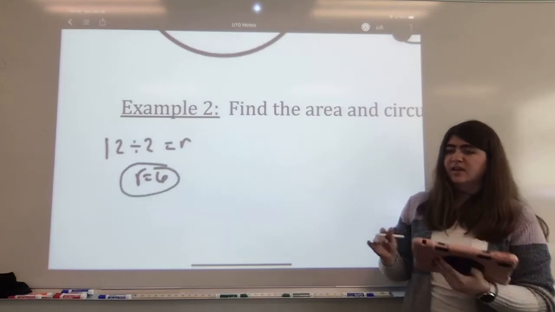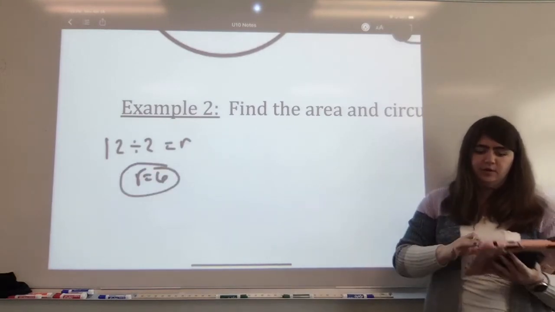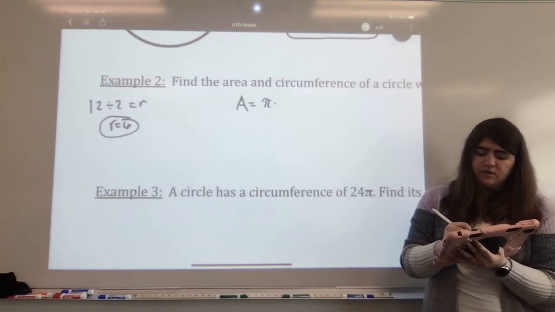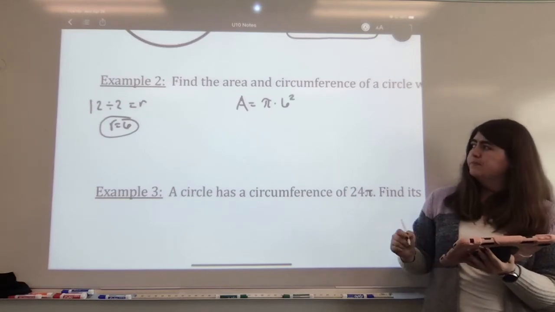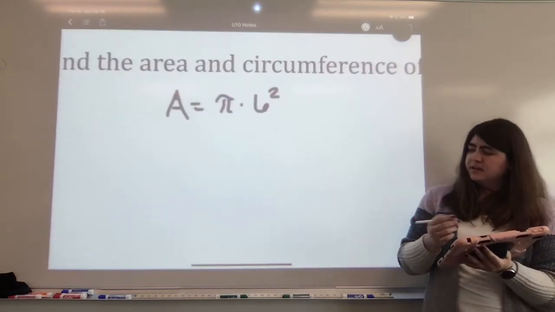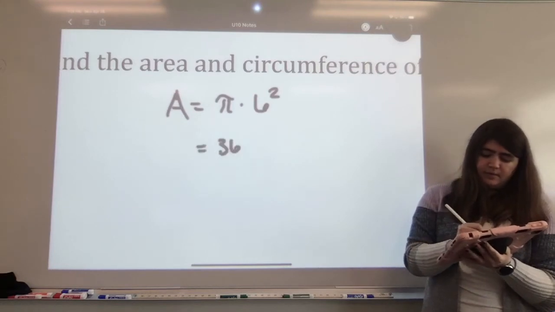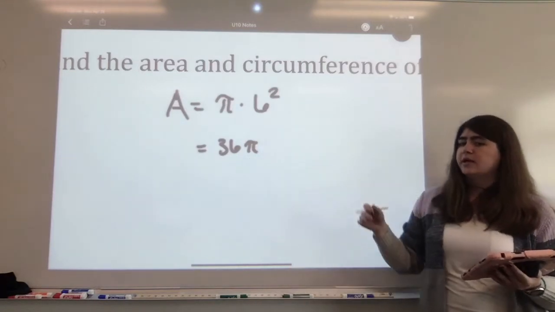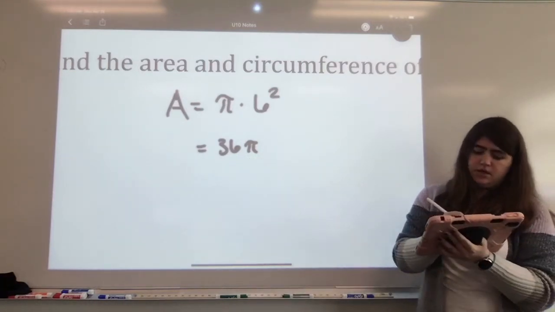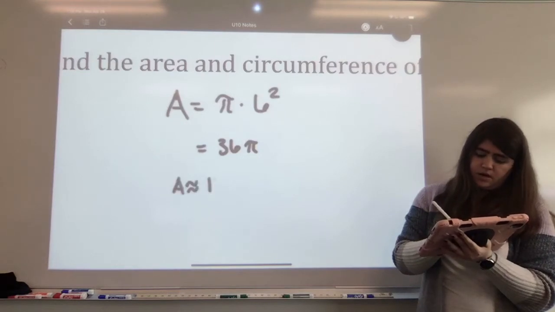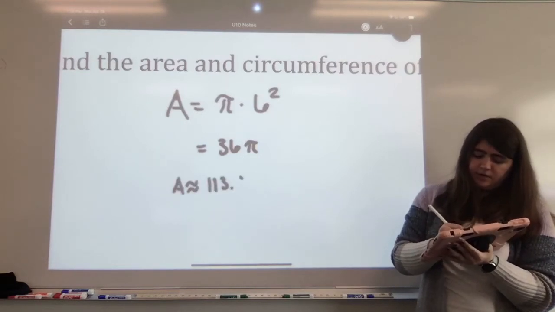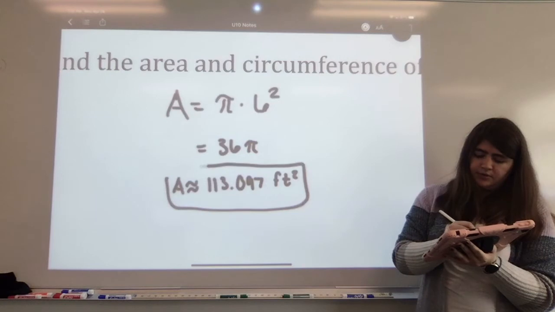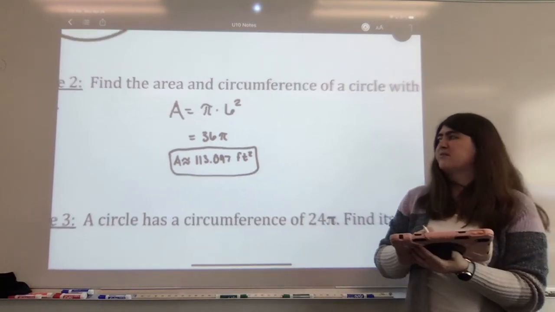Since I now know my radius, I can take that and I can plug it into both of my formulas. So area is equal to pi times the radius, which is 6 squared. 6 squared is 36, so that is really equal to 36 pi. I'm going to type 36 pi into my calculator. When I do so, it gives me that my area is approximately 113.097 feet squared. Typically I would round to 2 decimal points, but that one won't round nicely, so I'm just going to give you all 3.